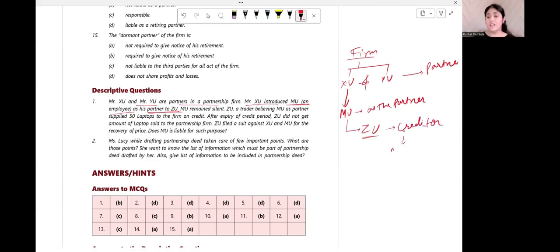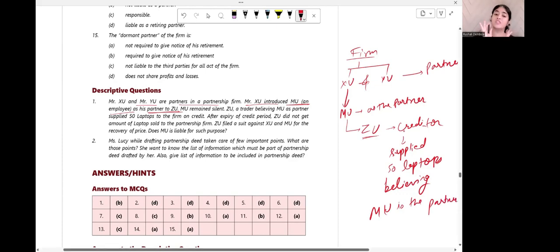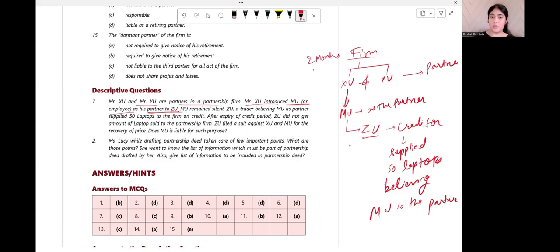Now this creditor supplied 50 laptops, believing MU is the partner. Okay. Now he has supplied you 50 laptops, and he might have given the firm 2 months of credit period. Now this credit period has expired. Still the firm has not made the payment.